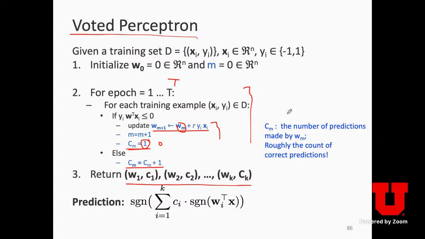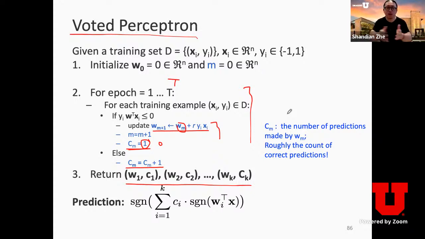It's equivalent to saying we're going to use ensemble learning. It's a kind of ensemble of all the possible weight vectors during the running of the perceptron. And then we use the number of predictions to measure how important the prediction made by this particular weight vector is. Of course, the more predictions it makes, the more frequently this weight vector predicts the training examples correctly.